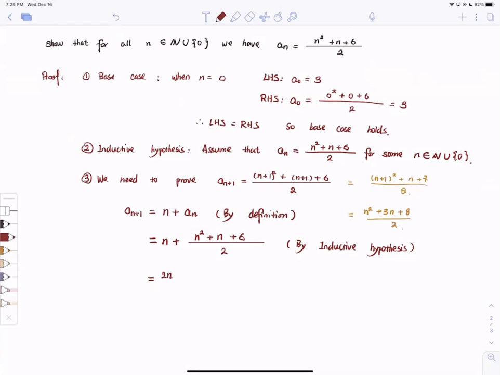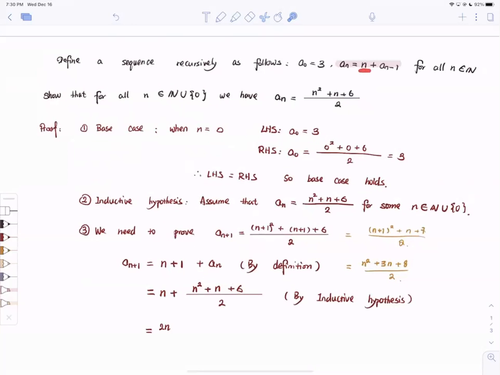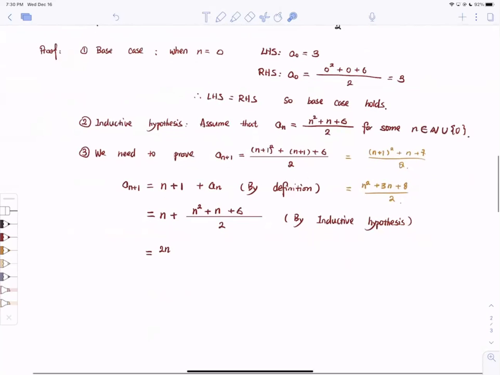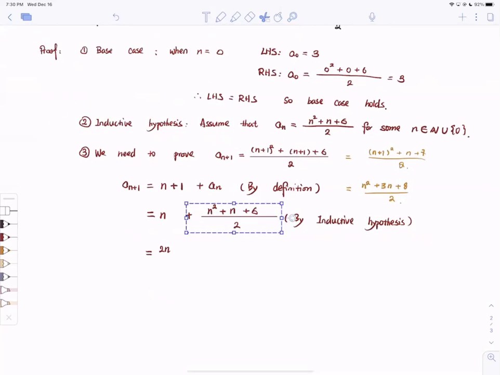Oh, I see. It should be n plus 1 here. Realize something. Here should be n plus 1. Sorry, guys. This n depends on this n. So if you have n here, then you have n here. If you have n plus 1 here, then you have n plus 1 here. If you have n minus 1 here, then you have n minus 1 here. So it should be, just realize it, n plus 1.